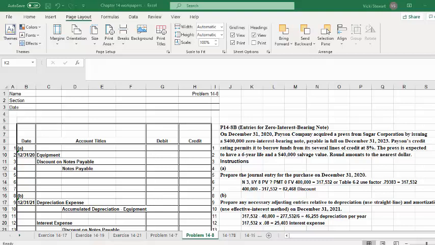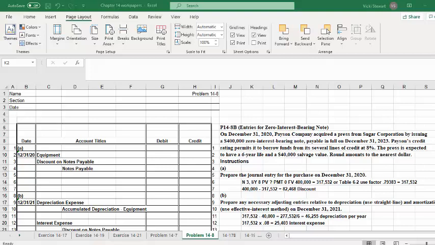This is a demonstration of problem 14.8b, entries for zero interest-bearing note. On December 31st, 2020, Pace & Company acquired a press from Sugar Corporation by issuing a $400,000 zero interest-bearing note, payable in full on December 31st, 2023.